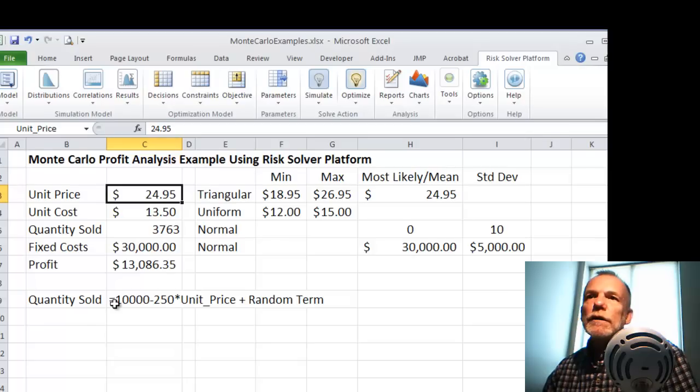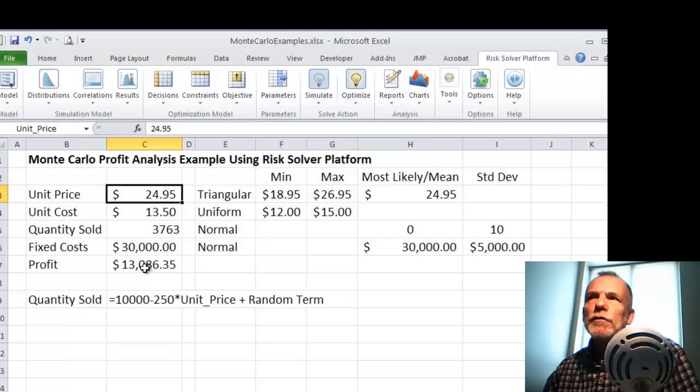Quantities sold, we think would follow this relationship here, along with a random term that's normal with a mean of 0, standard deviation of 10. And we think our fixed cost would follow a normal distribution with a mean of 30,000 and a standard deviation of 5,000.